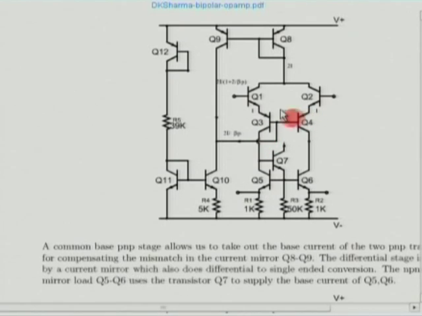So, Q3 and Q4 have their bases fixed by this bias generator, and therefore, the base has no signal at all. The input is applied between emitter and base, the output is taken from collector and base, therefore, these are common base amplifiers. So, Q3 and Q4 are common base amplifiers, their input impedance is low, but their voltage gain is the highest possible. So, as a result, Q1 and Q2 are capable of providing a low enough output impedance, therefore, there is no problem, and Q3 and Q4 now provide good gain. And this stage Q5 and Q6 essentially adds up the two differential signals into a single ended output. So, this is the input differential stage.